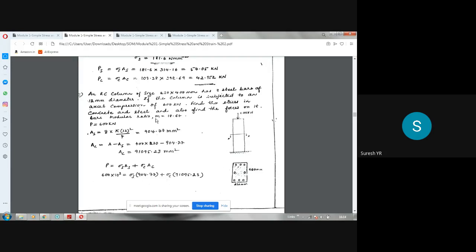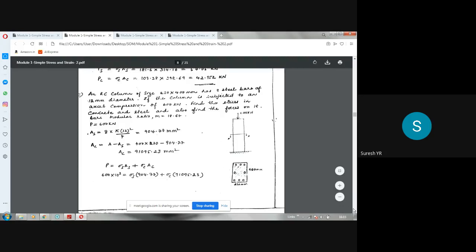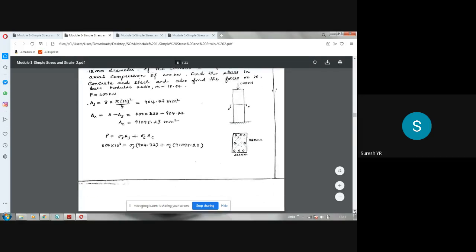What do you mean by modular ratio? It's the ratio of Young's modulus of steel to Young's modulus of concrete. ES divided by EC is known as modular ratio. Sometimes they will give that word. Otherwise, they may give the value of ES and EC separately, or they can give the value of M, modular ratio, which is nothing but ES divided by EC, 18.67. He has given.